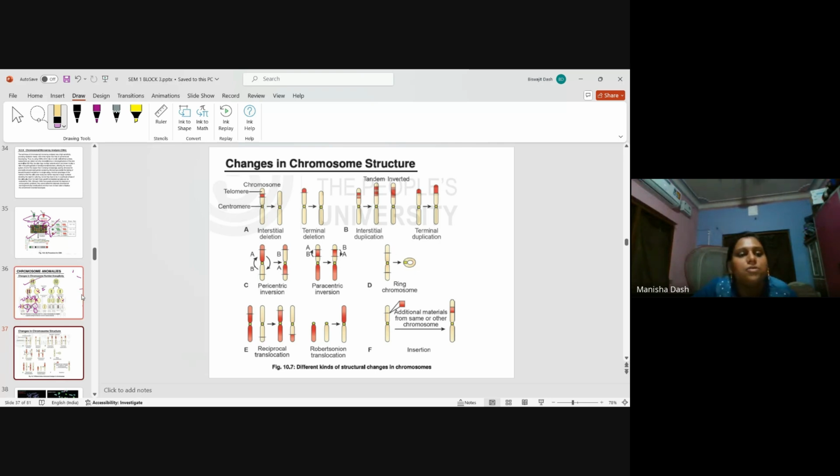Then these are the chromosomal structural aberrations that we already discussed yesterday. There will be deletions, duplications, and inversions, both paracentric and pericentric. Then sometimes the chromosome can join like this. The telomeres can fuse together forming a ring chromosome. Then there is translocation, etc.